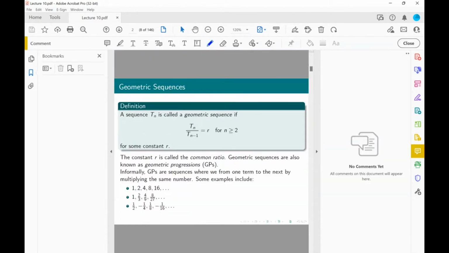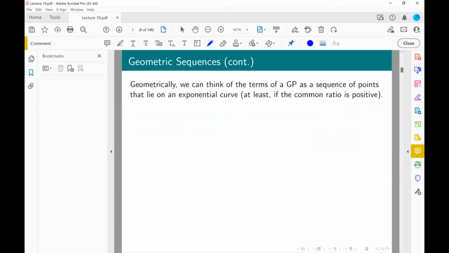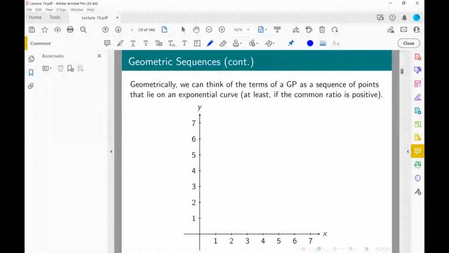-1/2. Yeah, exactly. So just to spell that out, here r is 2, here r is 2/3, here r is -1/2. So it can be a negative value as well. And very similar to arithmetic sequences, geometric sequences are really just points that lie on an exponential curve. So something that follows the power law.